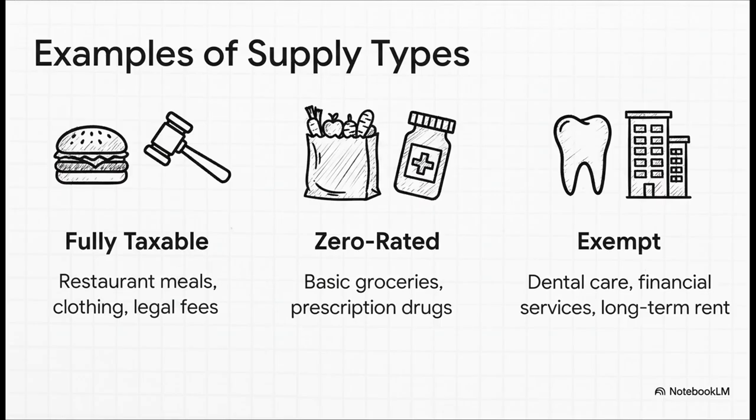Basic groceries like milk and bread or a prescription from the pharmacy, those are zero-rated. You don't pay GST at the till, but the grocery store still gets to claim ITCs on all its costs. And finally, things like a visit to the dentist or your monthly rent are exempt. Your landlord doesn't charge you GST, but they also can't claim ITCs on the cost of a new roof.